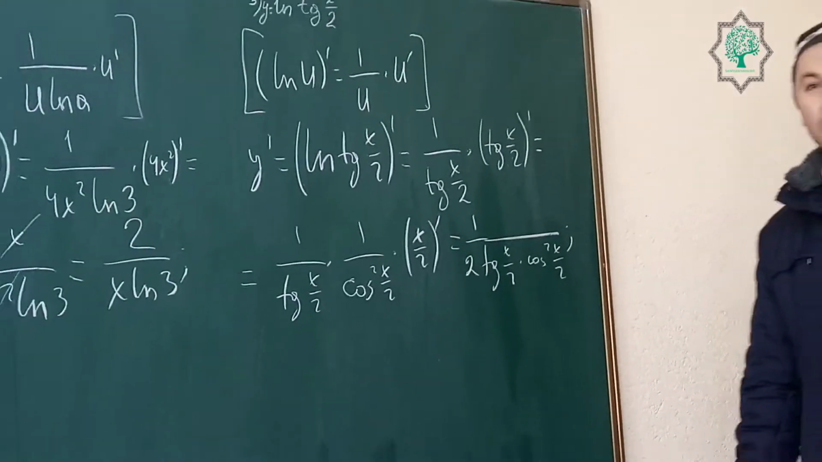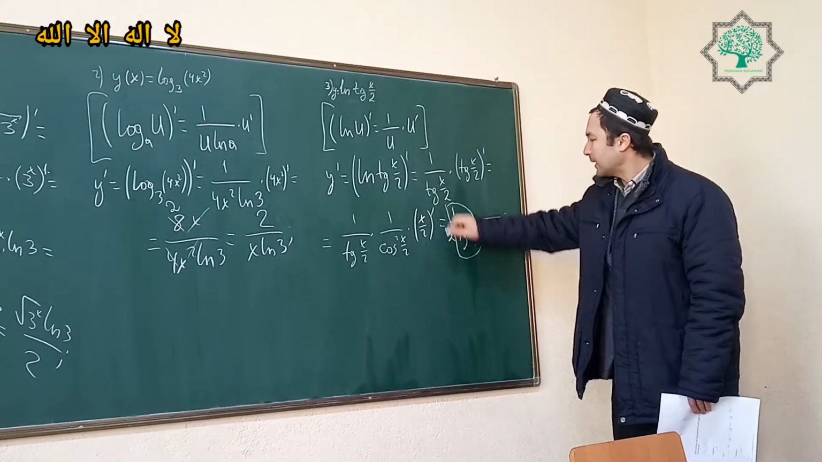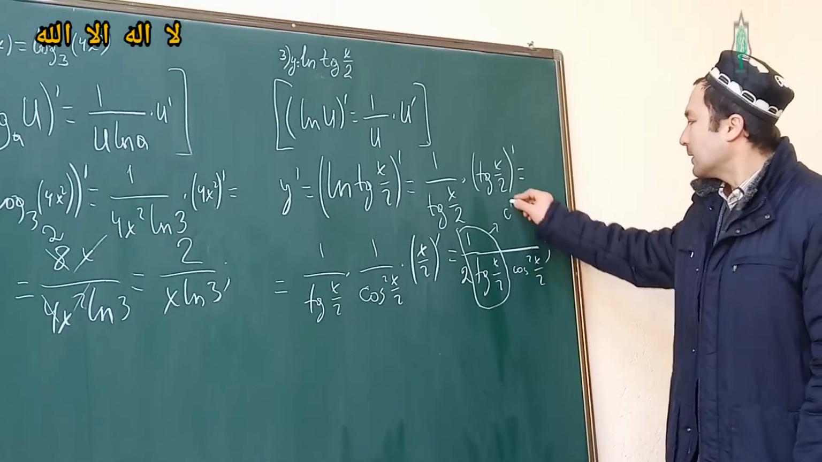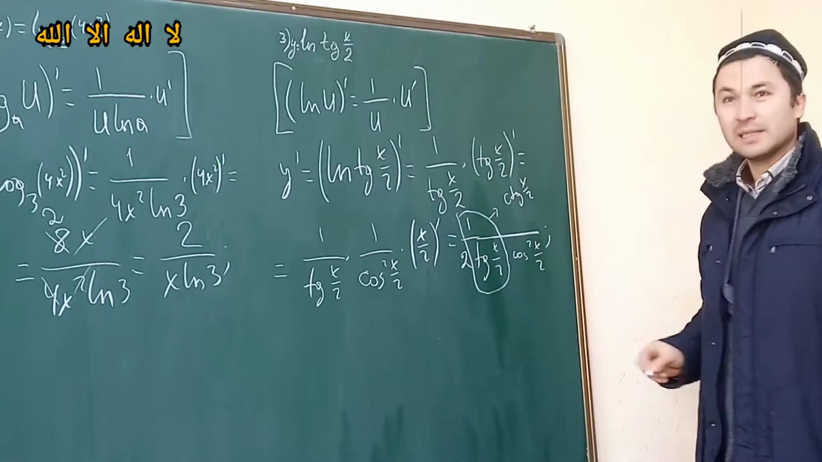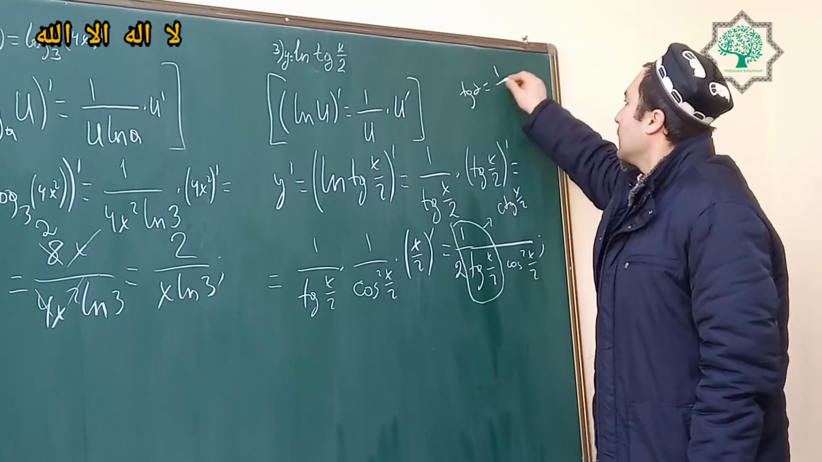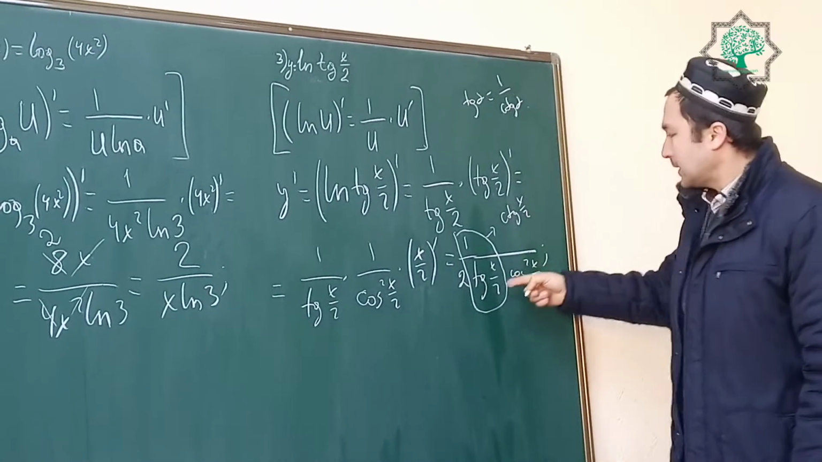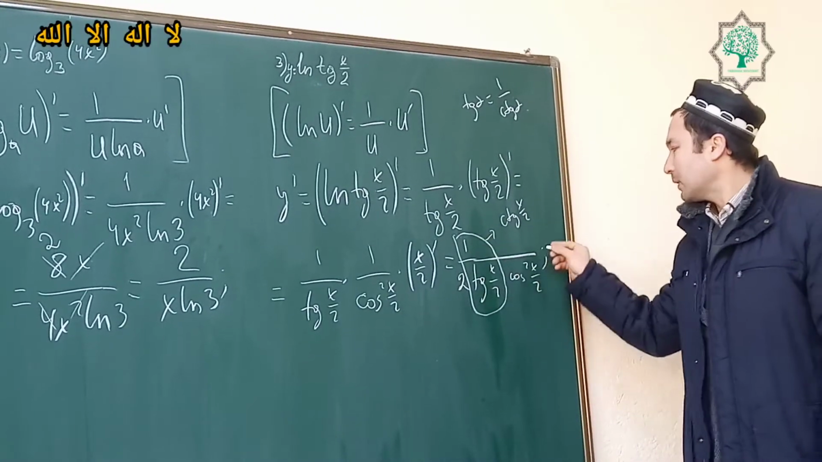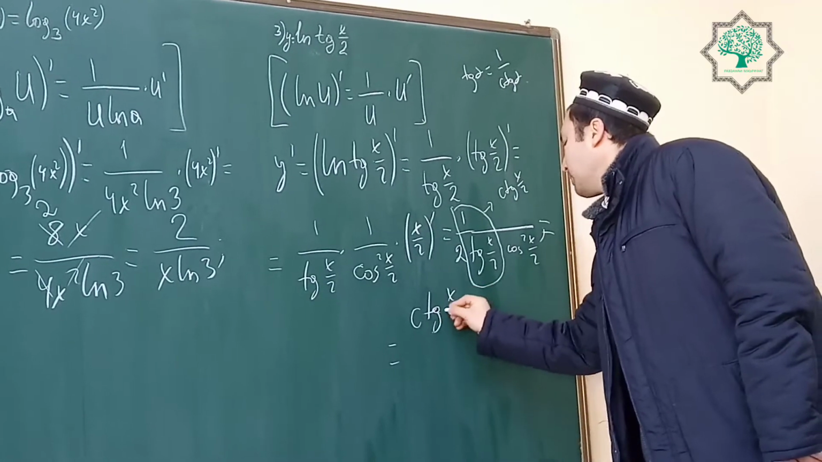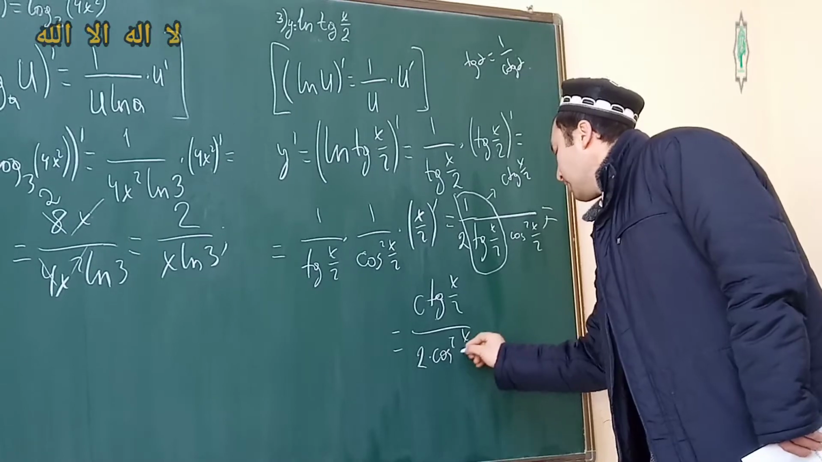We put it simply. It's too simple. Yes. Instead of 1 by tangent x by 2, you can use cotangent of x by 2. Yes, because you know that cotangent of alpha is 1 over tangent of alpha. That's why instead of this part you can also use cotangent x by 2 over cosine squared x by 2.